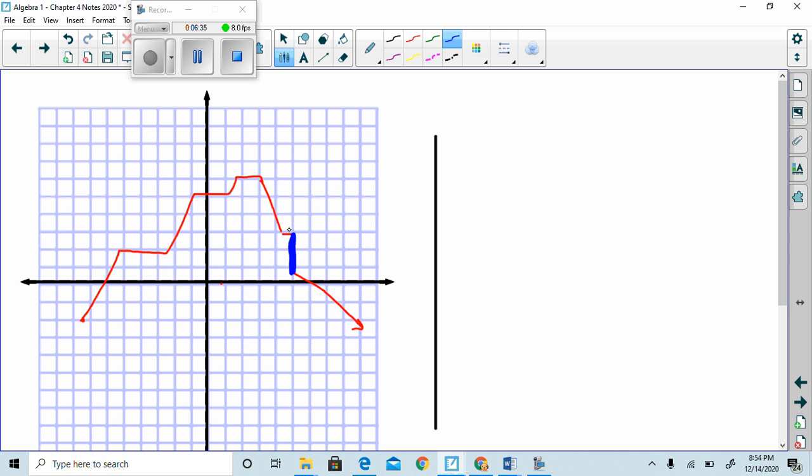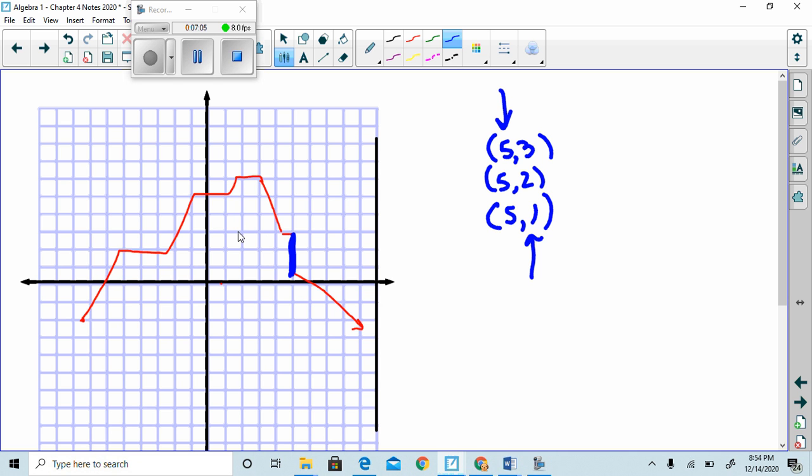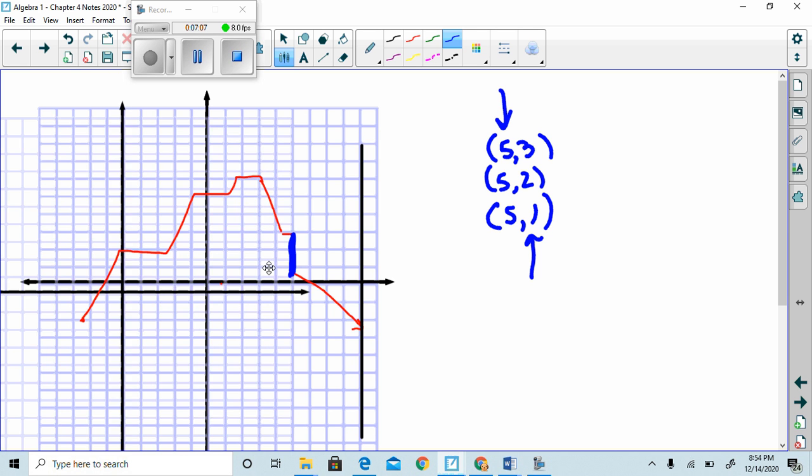That means, let's talk about the ordered pairs there. 1, 2, 3, 4, 5. Well, I have 5, 1 right here, and then I have 5, 2 right above it, and I have 5, 3 above that. These domain values have different range values, so this does not represent a function. It fails the vertical line test because, again, there are several points on that same vertical line.